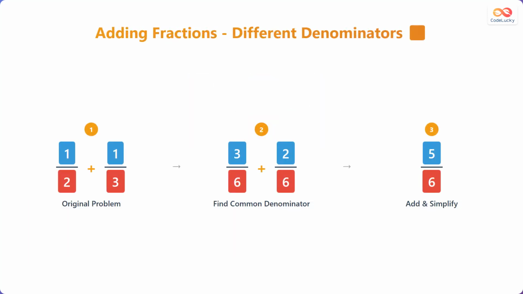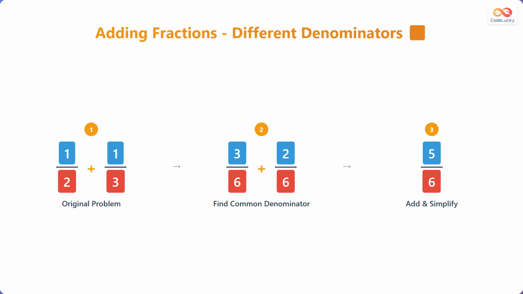Now let's tackle adding fractions with different denominators. This requires a few steps. First, you need to find a common denominator. Then, adjust the numerators accordingly. Finally, add the numerators and simplify the fraction if possible.